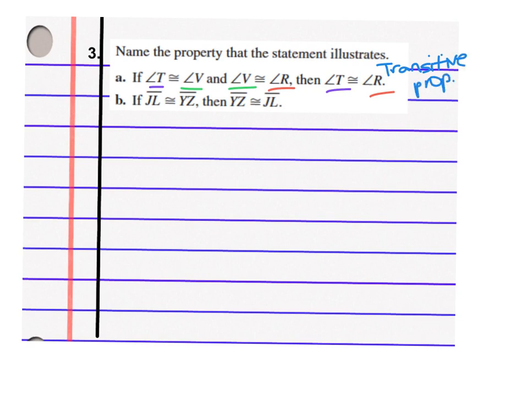All right, here JL is congruent to YZ, YZ is congruent to JL. So it looks like they changed the order. Which property is that, reflexive or symmetric? That is symmetric.